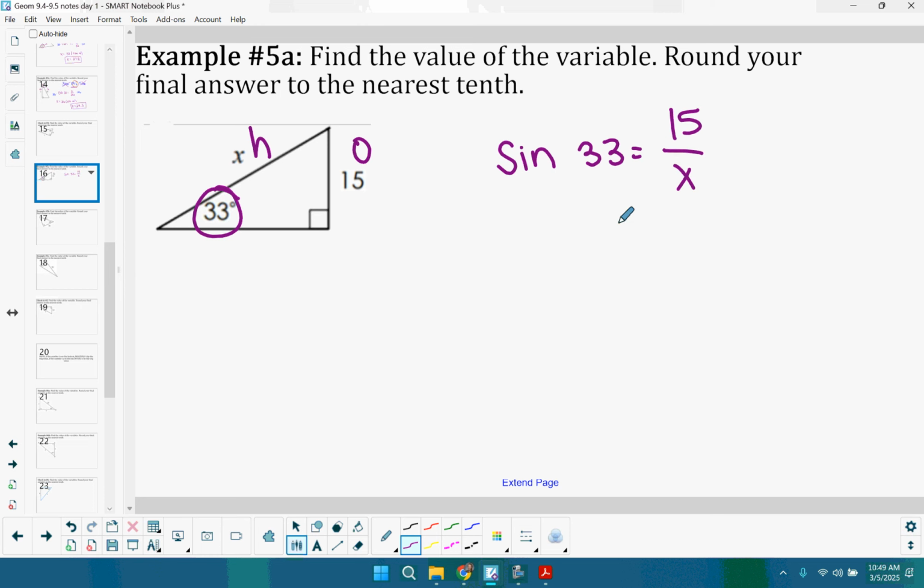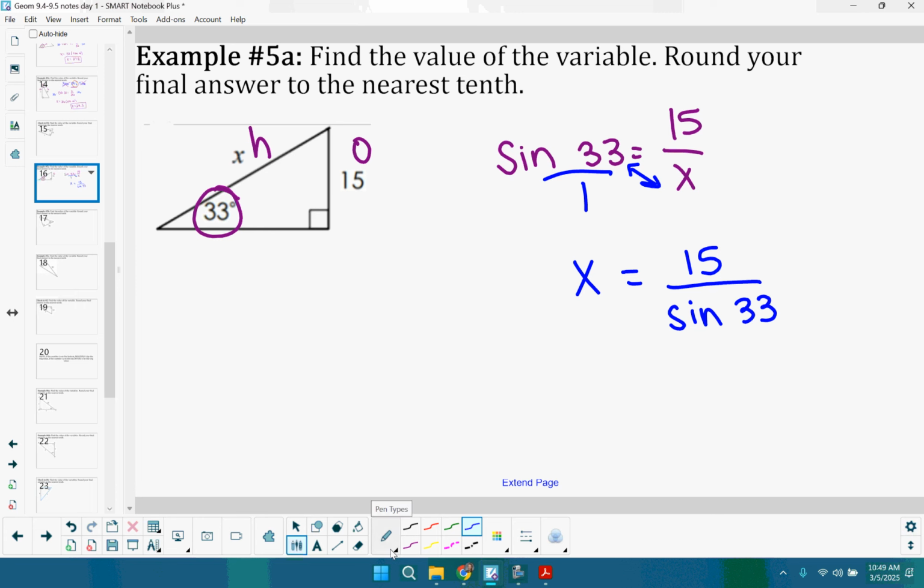So now the number's no longer on the bottom. I have the 15 on top and the x on the bottom. So I can't multiply both sides by 15 this time. What I can do is, because this is really over 1, I can switch the diagonal parts of my proportion. So really, x over 1 is equal to 15 over sine of 33.